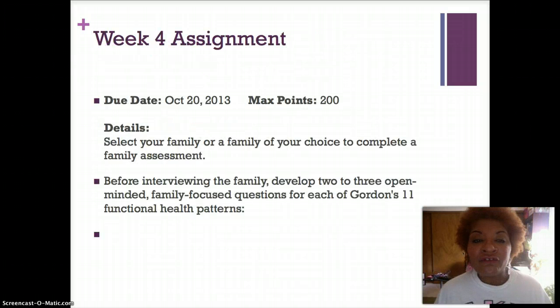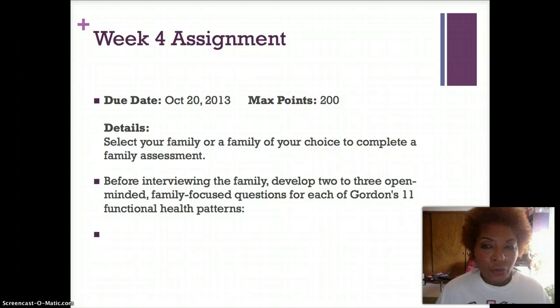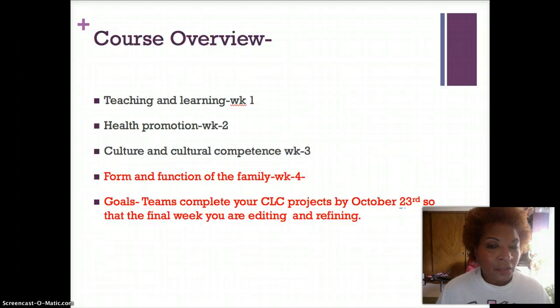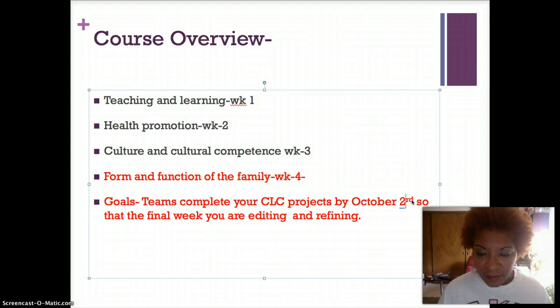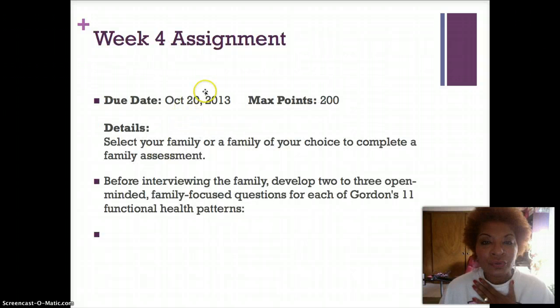Going on to the week 4 assignment, I misspoke. You want to have your first edits done by the 20th. My mistake. I'm sorry about that. So going back to the week 4 assignment, it's due on October 20th.